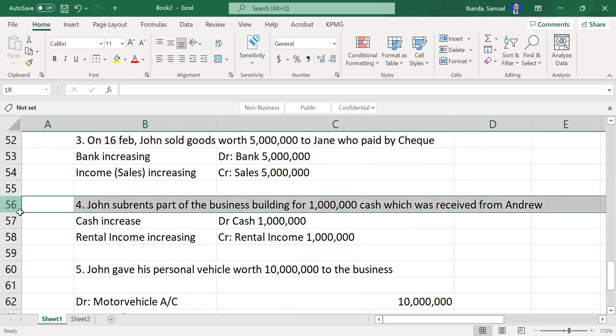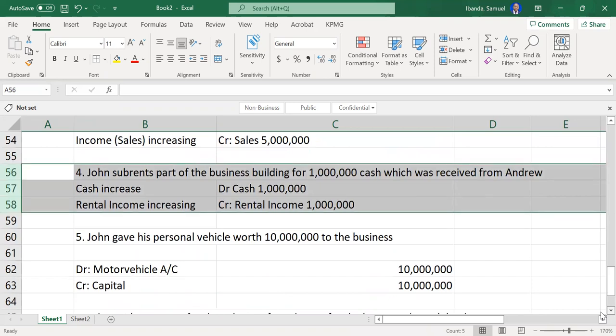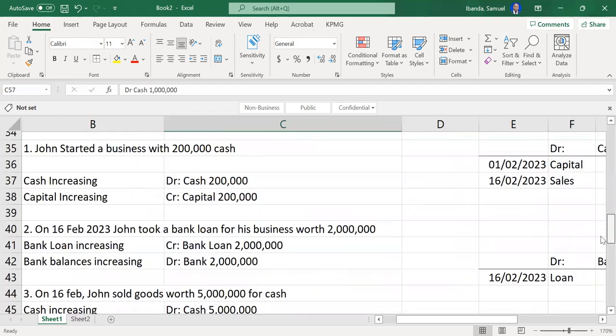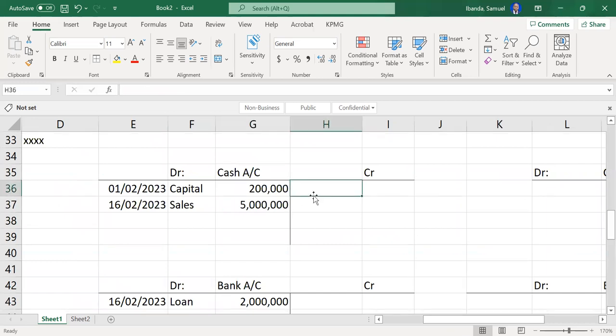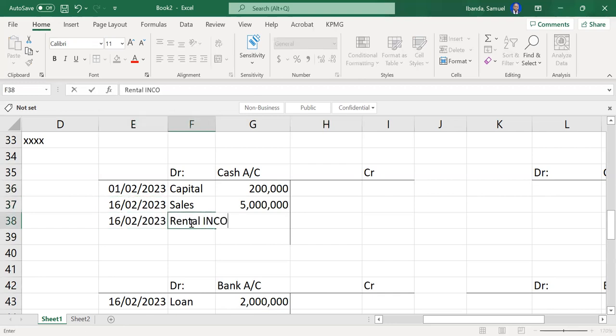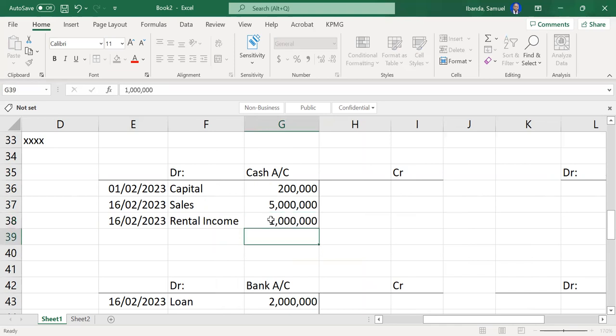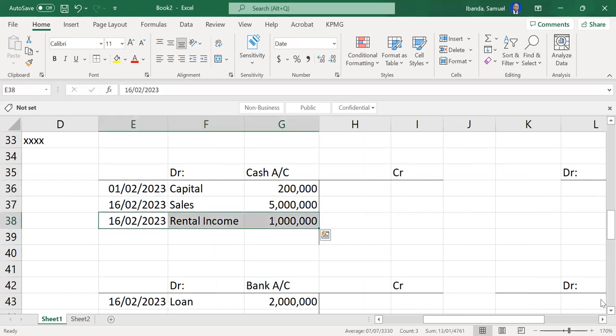So I just want us to look at transaction number four, where they are telling us that John subrents part of the business building for 1 million cash, which was received from Andrew. Now, in this case, we say that we debit our cash and credit our rental income. So we already have our cash account, so I can just come here and record in the cash account. This was transaction four. Maybe it happened on the same date. So in the cash account, I'll say on the same date, there was rental income of 1 million. So I've debited it right there, since that's what we said.